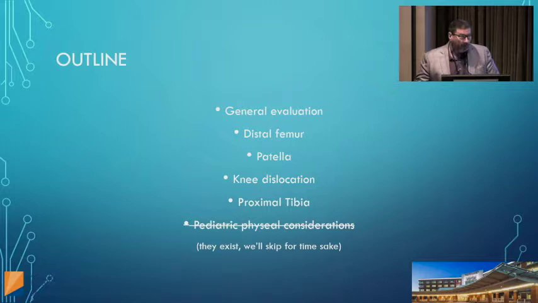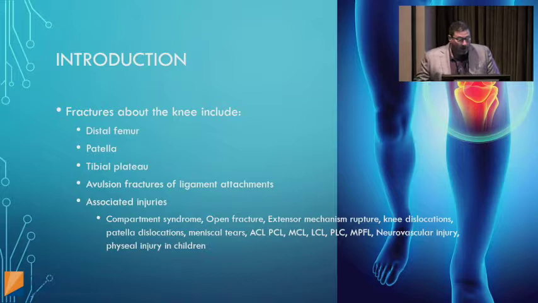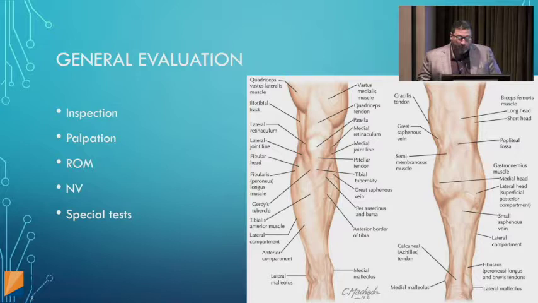So you've had an introduction to the anatomy of the knee, and the good thing about anatomy is that it's pretty constant. So we have certain landmarks that we look at. As with any patient, you want to inspect. You can get a lot of information from just looking at the knee, palpate, check range of motion, do neurovascular testing, and there are some special tests that can be done.